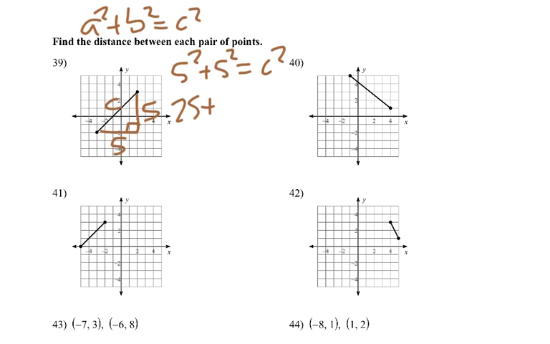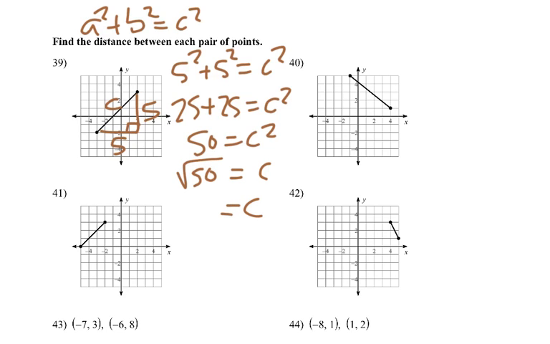So 25 plus 25 equals c squared. 50 equals c squared. Take the square root of 50, and we get c about 7.07.